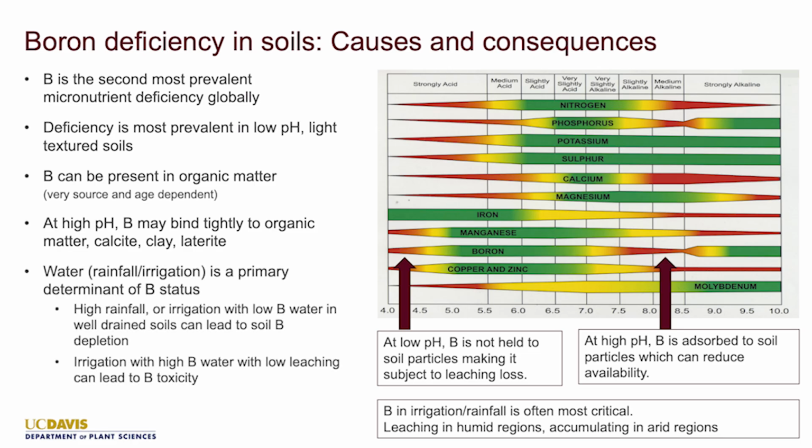At the other end of the pH scale, in high pH circumstances, boron can be tightly bound to organic matter. It can be tightly bound to a number of soil minerals: calcite, clay, laterite. And as I mentioned before, one of the most important considerations when managing or thinking about boron in agricultural environments is water, whether it's rainfall or irrigation. Water is often the primary determinant of boron status. In conditions of high rainfall or high irrigation with a low B water, in well-drained soils, you can easily get leaching of boron from the soil, resulting in a boron deficiency. The opposite of that is irrigation with water high in boron, particularly in arid zones, where you can get an accumulation of boron, resulting in toxicity.